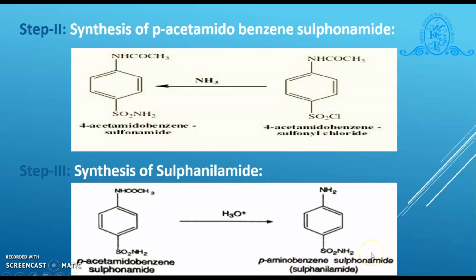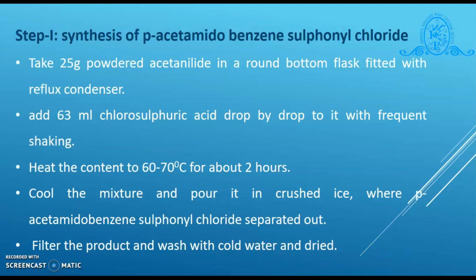Now let us see the procedure involved in these three steps. Procedure for step 1: 25 gram powdered acetanilide is taken in a round bottom flask fitted with a reflux condenser. Then add 63 ml of chlorosulfonic acid drop by drop to it with frequent shaking. Heat the contents to 60 to 70 degrees Celsius for about 2 hours. Then after heating, cool the mixture and pour it onto crushed ice, where para-acetamidobenzene sulfonyl chloride separates out.